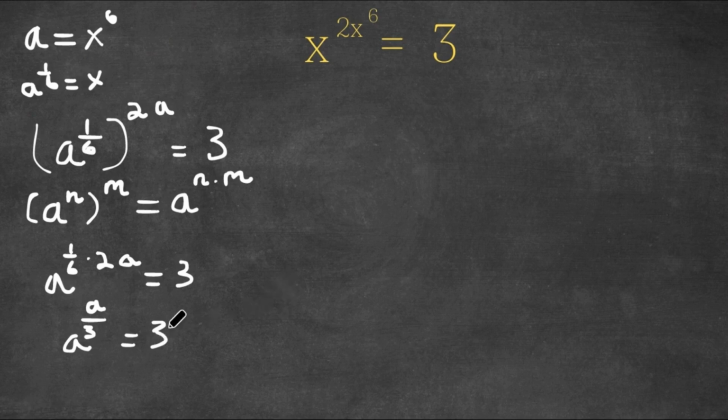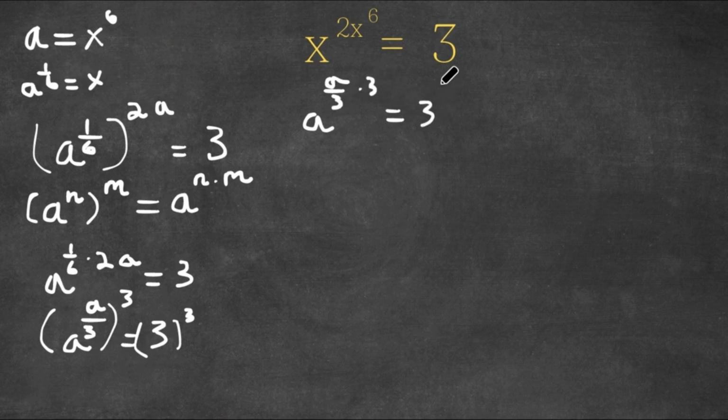So now if we take the power of 3 on both sides, we get a to the power of, remember the property, a to the power of m to the power of n is equal to a to the power of n times m. So we get a to the power of a over 3 times 3 is equal to 3 to the power of 3. Now these two simply cancel out. So for our left-hand side, we get a to the power of a is equal to, right-hand side, 3 to the power of 3.